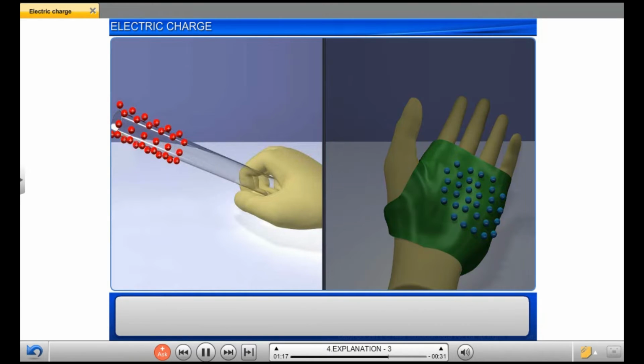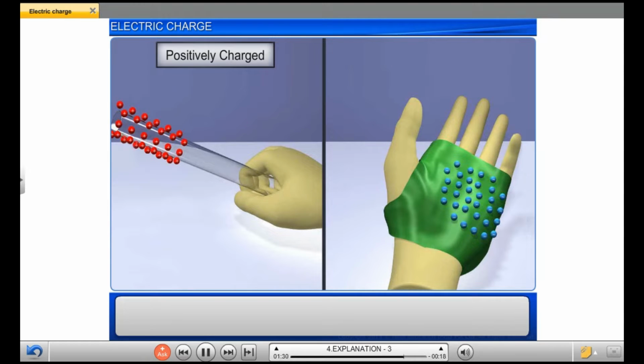The material that lost electrons now has a deficit of electrons, and hence becomes positively charged, and the one that gained electrons becomes negatively charged. In this case, the glass rod lost electrons and became positively charged, and silk gained those electrons and became negatively charged.